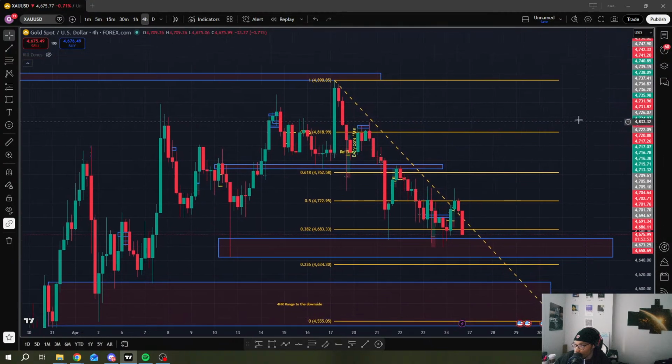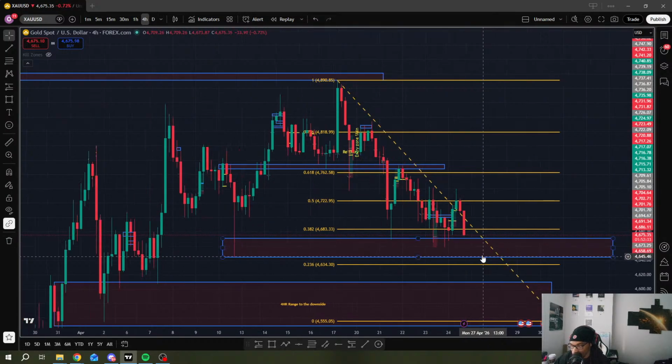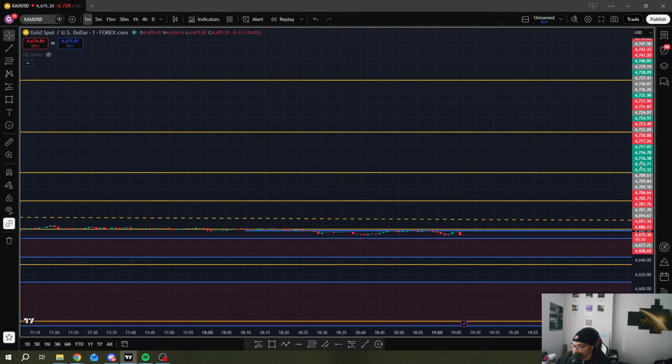So this week, what I'll be looking for on the 4-hour is for price to reach these lows here, this negative 0.236, and then potentially bounce back up. This box here is a very important area, so we want to wait for price to at least reach a low. When price reaches this low, we can look for buys back to the upside, or we can look for a break and retest and a continuation to the downside.